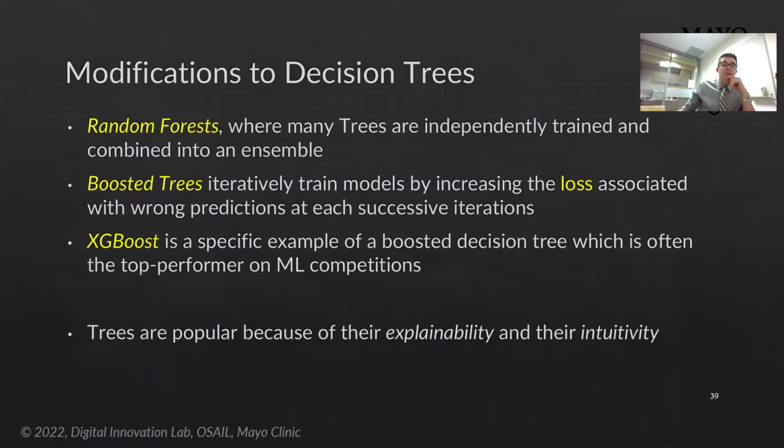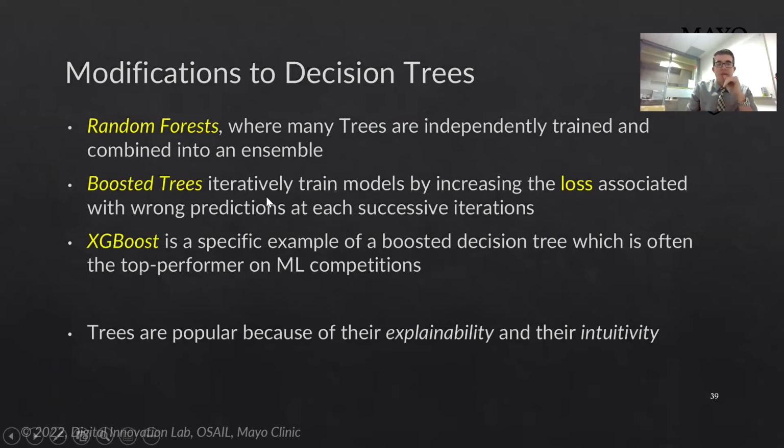So there's a couple modifications to decision trees that make them much, much more accurate for machine learning research. And so, again, these are things you're commonly going to see, but random forests, which is essentially when you take many different trees, usually 100 or 1,000 decision trees, and train them independently, and then combine all of those trees into an ensemble model.